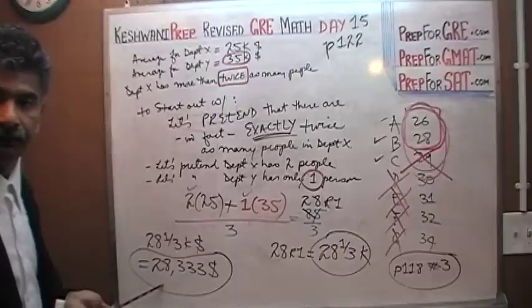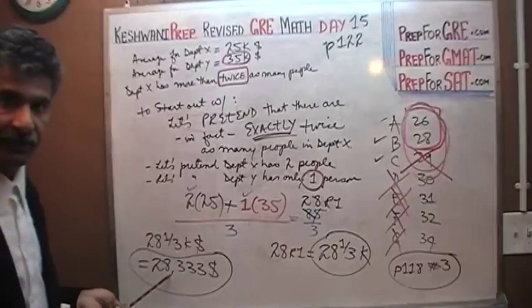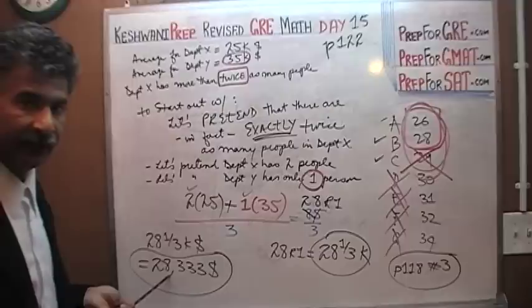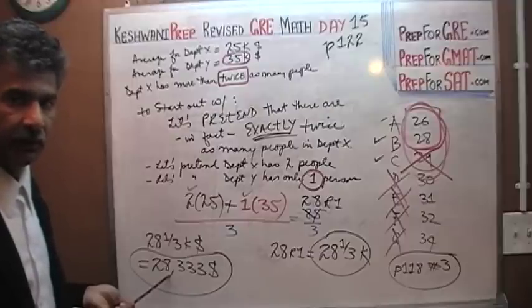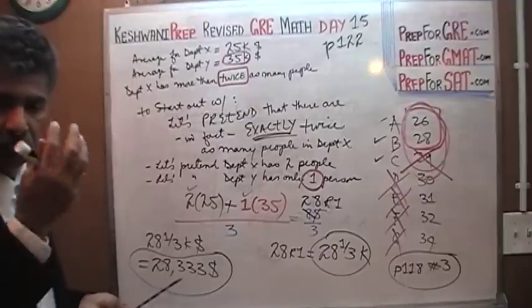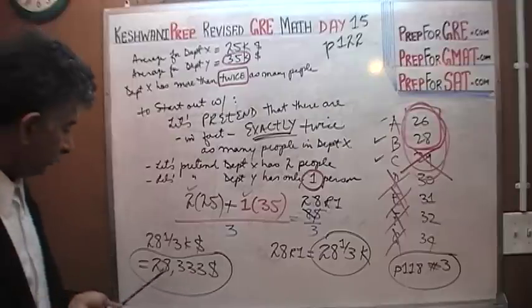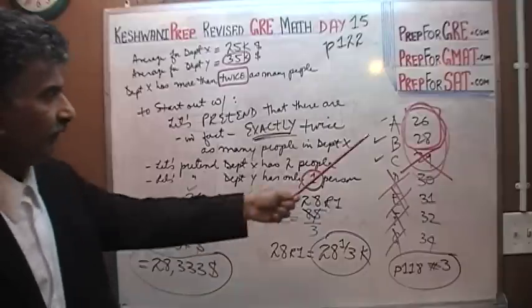28,333. And we know that this would have been the average if we had exactly twice as many people in X as opposed to department Y, but we have more than twice as many people, so it pulls the average down. It's going to be even lower than 28,333. Answer is either A or B.